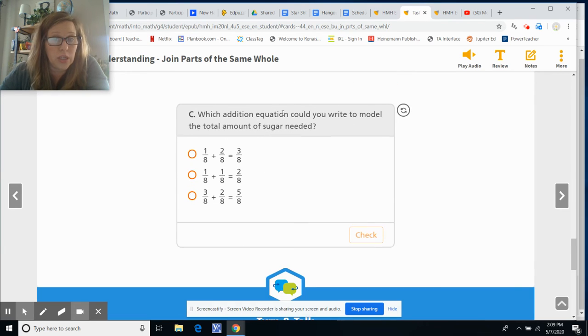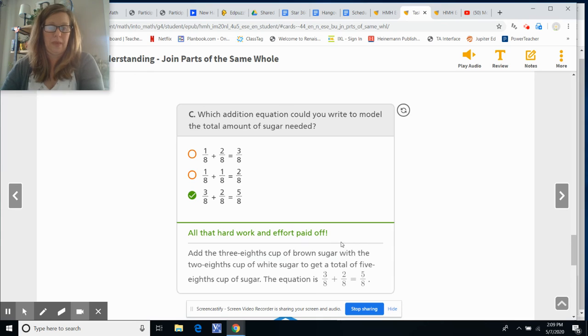All right, so which addition equation could you write to model this total amount of sugar needed? So this is now where we're going to represent it in fraction form. Well, it wasn't 1/8 plus 2/8. It was 3/8 of the brown sugar plus 2/8 of the white sugar, which equals 5/8. If you counted those units together, in this case, we can just simply add our 3 and our 2 together and get our 5. Right, so let's click on that and check our answer.